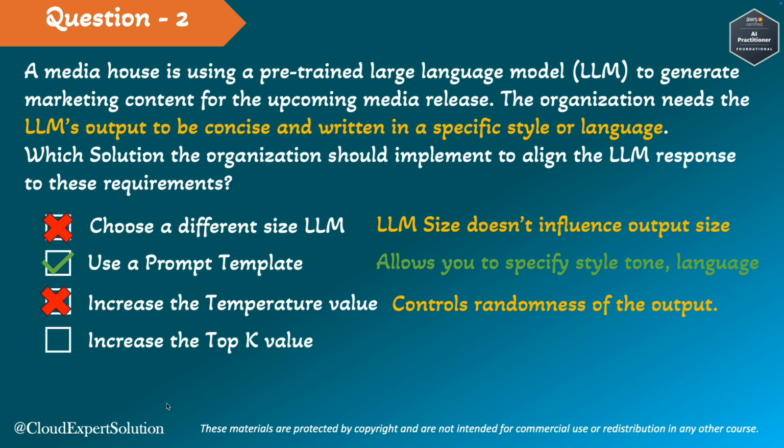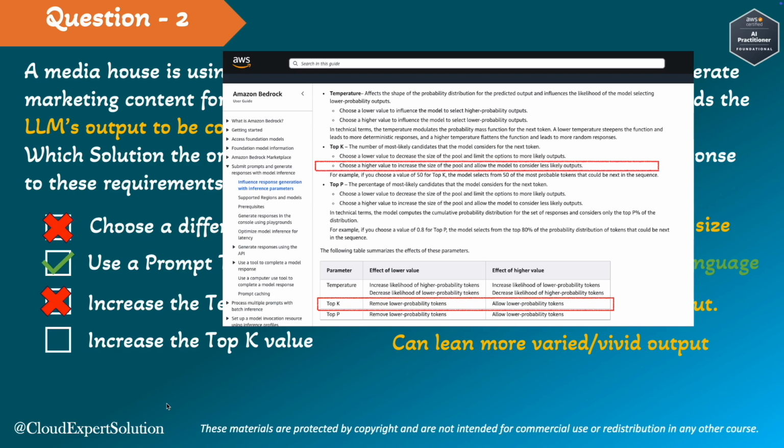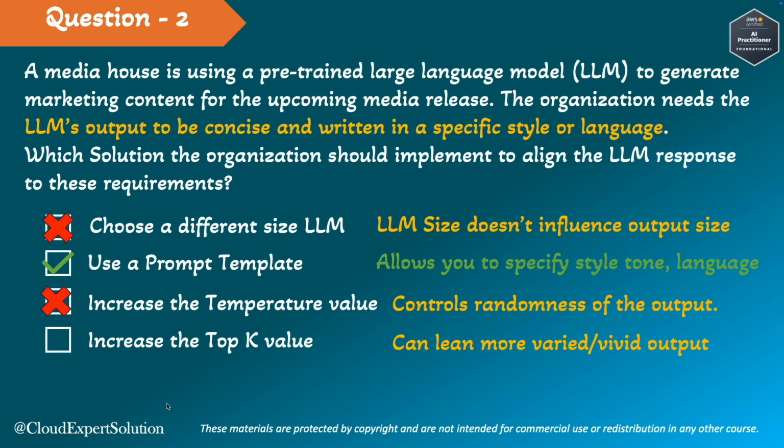The last option is increase the top K value. Top K value determines the number of top probable tokens to consider during generation. Increasing this value can lead to more varied output, but it does not directly control the style or conciseness of the content. It is more about diversity of the generated text. Hence, this is not the correct option.